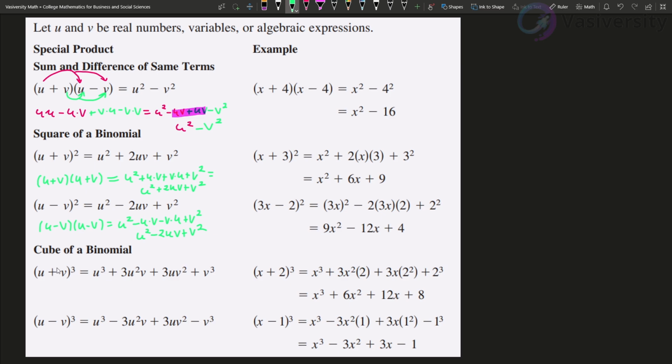And then cube of a binomial, we're going to have u plus v times u plus v times u plus v. And then we can simplify, and we will end up with the same expression. Similarly for u minus v. And here we have a few of the examples of how it's actually performed.